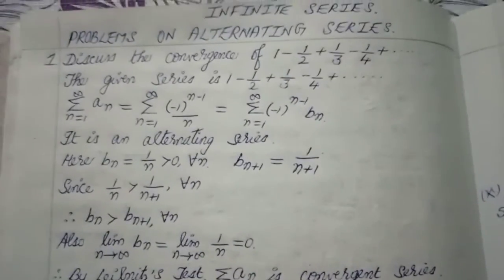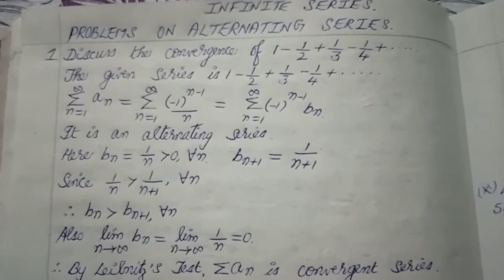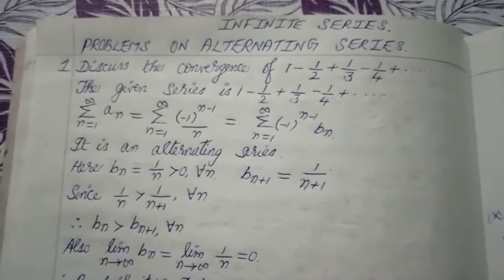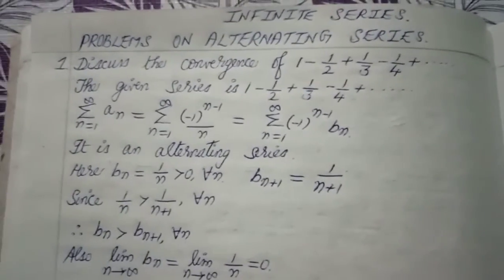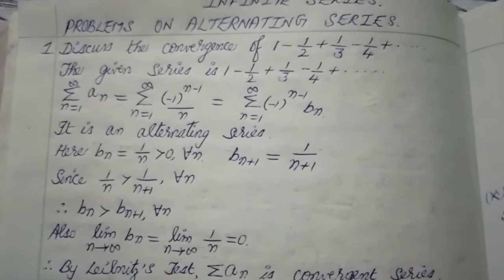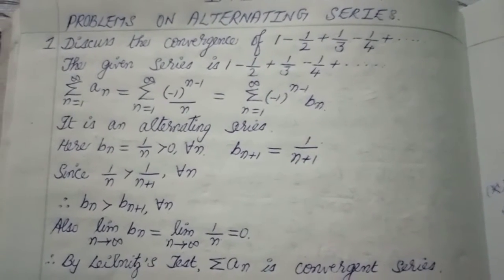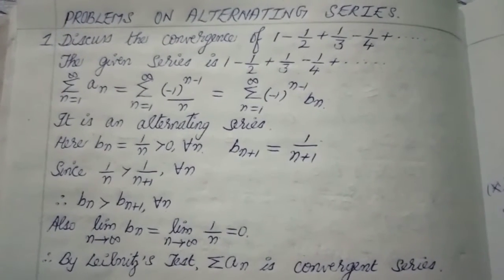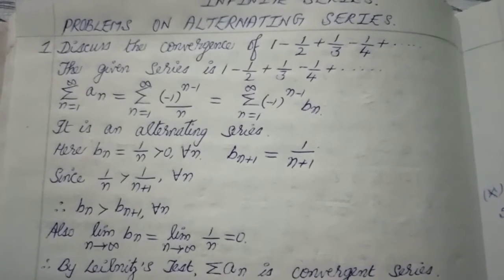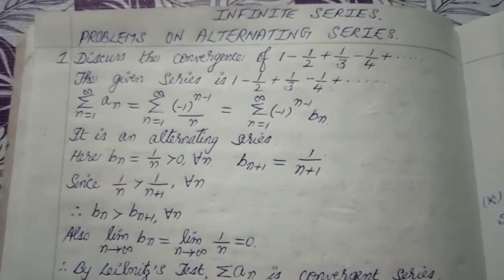Now, Leibnitz test says that we consider an alternating series of the form a1 minus a2 plus a3 and so on, which in general can be written as sigma n is equal to 1 to infinity minus 1 raised to n plus 1 an. Now, this has to satisfy two conditions. What are those two conditions? Your an value will always be greater than an plus 1, and when you take the limit, limit n tends to infinity, an should be equal to 0. When these two conditions are satisfied, then we say the given series is convergent.